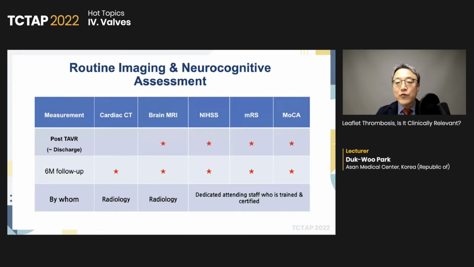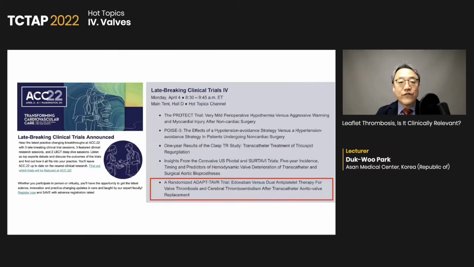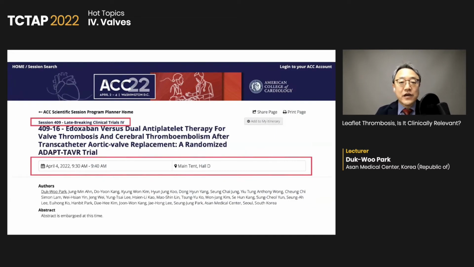This is a summary of how we measure: cardiac CT routinely at 6 months, brain MRI post-TAVR and at 6 months of follow-up for serial change. And the modified Rankin score and MoCA were systematically measured. Also, all measurements are done in a core lab. Our trial will be presented in the April late-breaking clinical trial section 4, in the main tent, the late-breaking trials at the ACC meeting on April 4th.